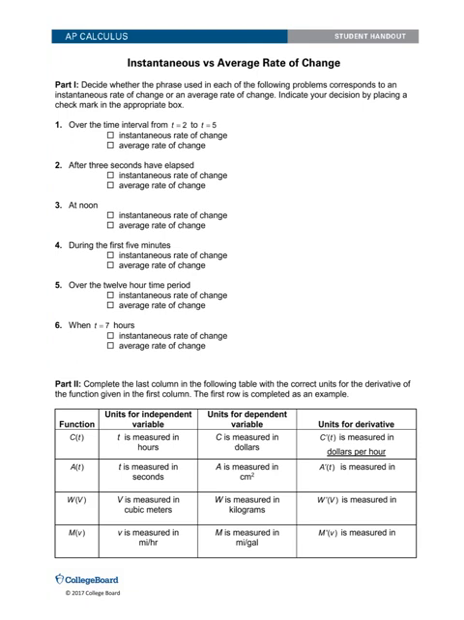So number one, over the time interval from t equals 2 to t equals 5, this is over some extended time interval, a 3-second time interval or a 3-minute time interval, depending on what the units are. So this is going to be an average rate of change.